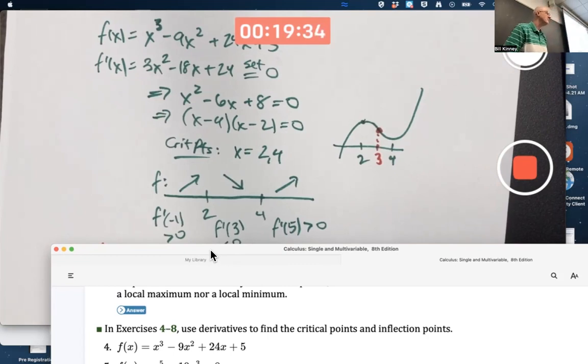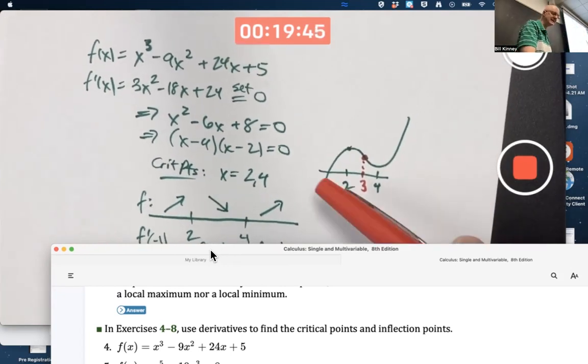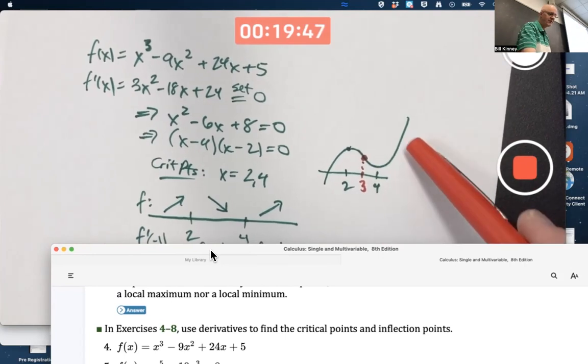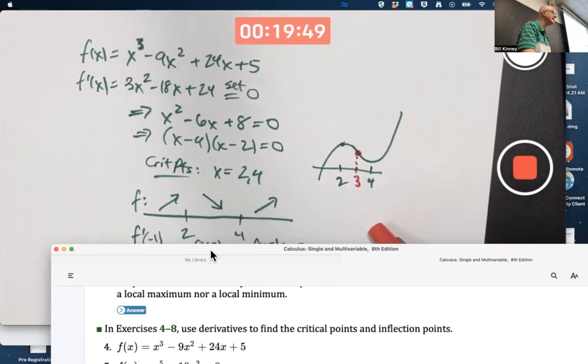What's this good for? Numerous things. One thing it's good for is it does help you, if you are careful, to take this information and draw a good graph of the original function. Again, this is its shape. I haven't verified how high or low it should be. Plotting points would help you do that, even if you didn't have technology.